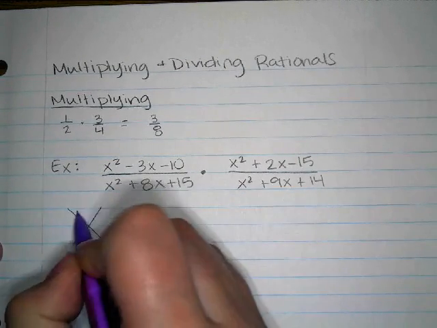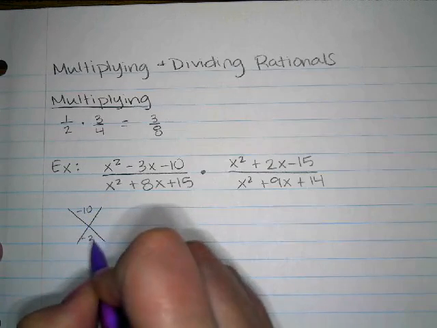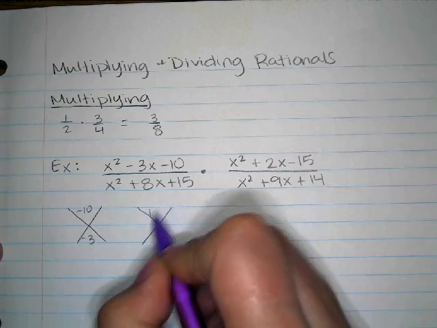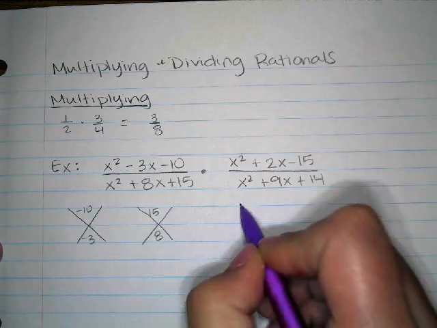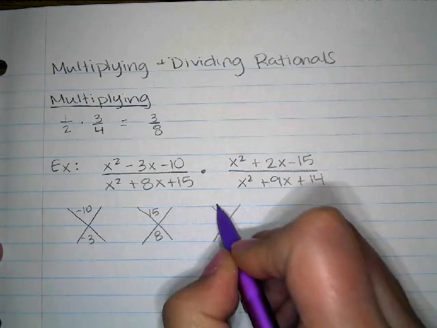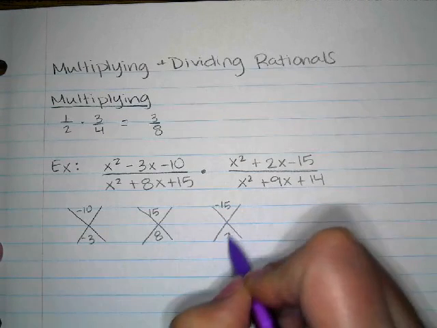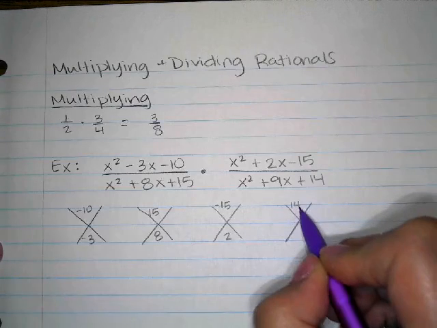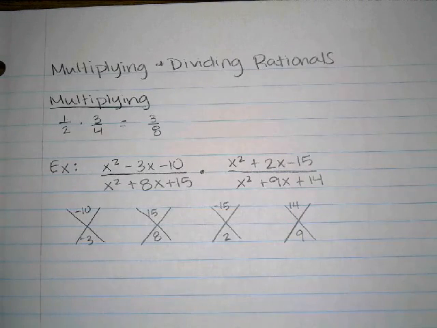So we're going to say, okay, what multiplies to negative 10 but adds to negative 3? What multiplies to 15 but adds to 8? What multiplies to negative 15 but adds to 2? What multiplies to 14 but adds to 9? So we have to find all of those so that we can properly do the problem.